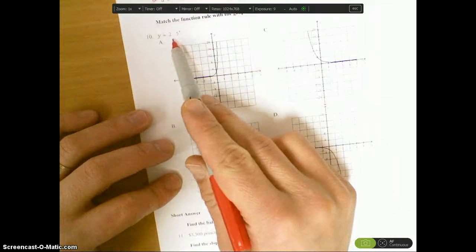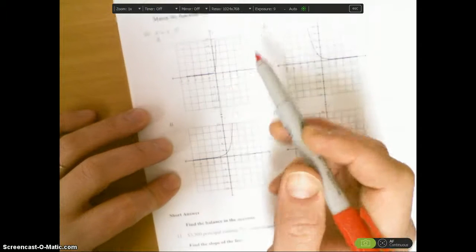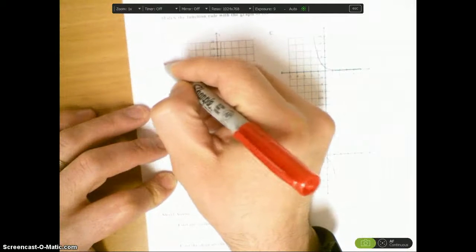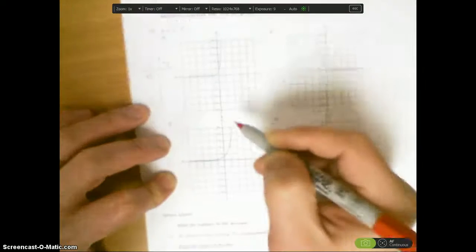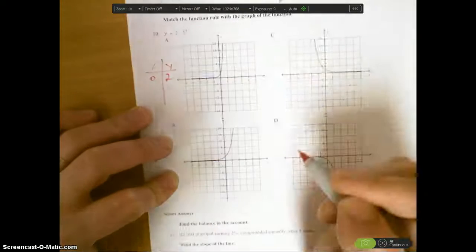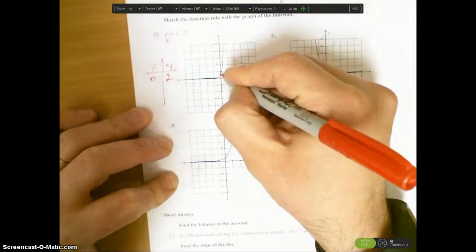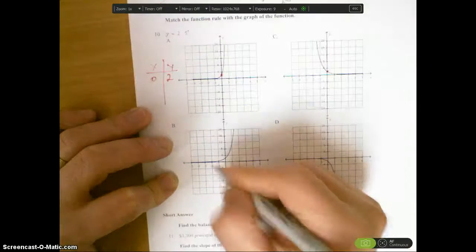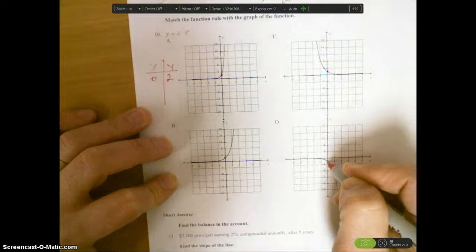So 2 times 5 to the x power. All right, if I plugged in 0 for x, that would be 5 to the 0, which is 1, which would give me a y value of 2. So it looks like that may cross at 2. And that does not cross at 2.